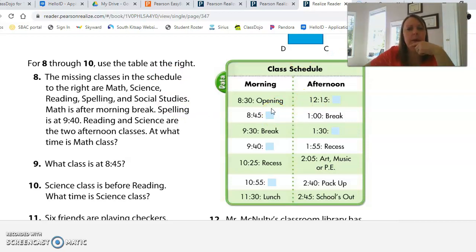So when I think about it, if I know that this is spelling right here, and this is math, and I know that reading and science are over here, what class is left that we haven't put into our calendar yet? Nicely done. Number 9, social studies. Good job. By process of elimination.